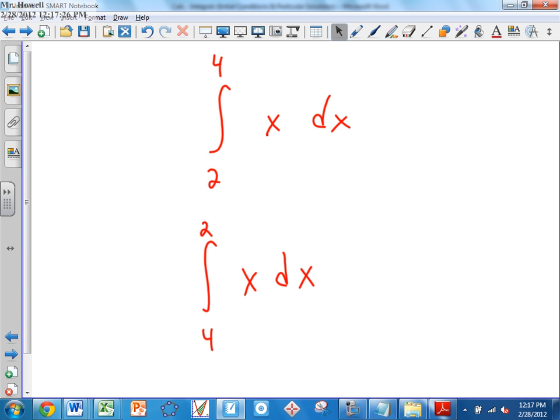Okay? So for the first one, I want you to do it with the 4 and the 2. The second one, do it with the 2 and the 4. Okay, so try them both. See what you get for each of them.